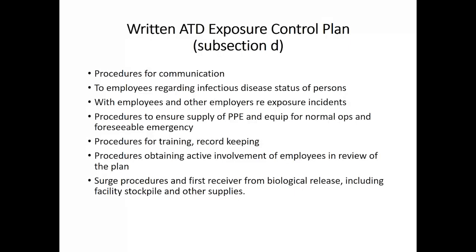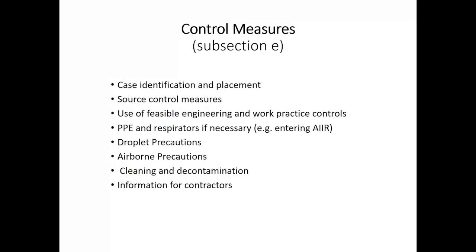And then procedures to ensure that there's a supply of PPE, which is one of the challenges now in America, and equipment for normal operations and foreseeable emergencies, training and record keeping, which we talked about, and then surge for first receivers. And I know most of you have never heard this term, first receiver. A first receiver is basically someone who would be a first responder in a biological release. To give you an example would be the anthrax letters of October 2001, where there were individuals going to post offices, getting the letters, containing the letters, decontaminating the area, the person who would be exposed to a hazard that could be posed to them through an infectious aerosol.